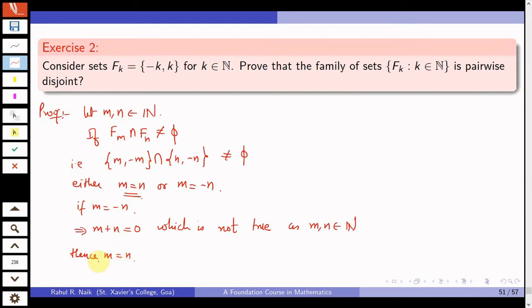So, we have proved that this family is pairwise disjoint.